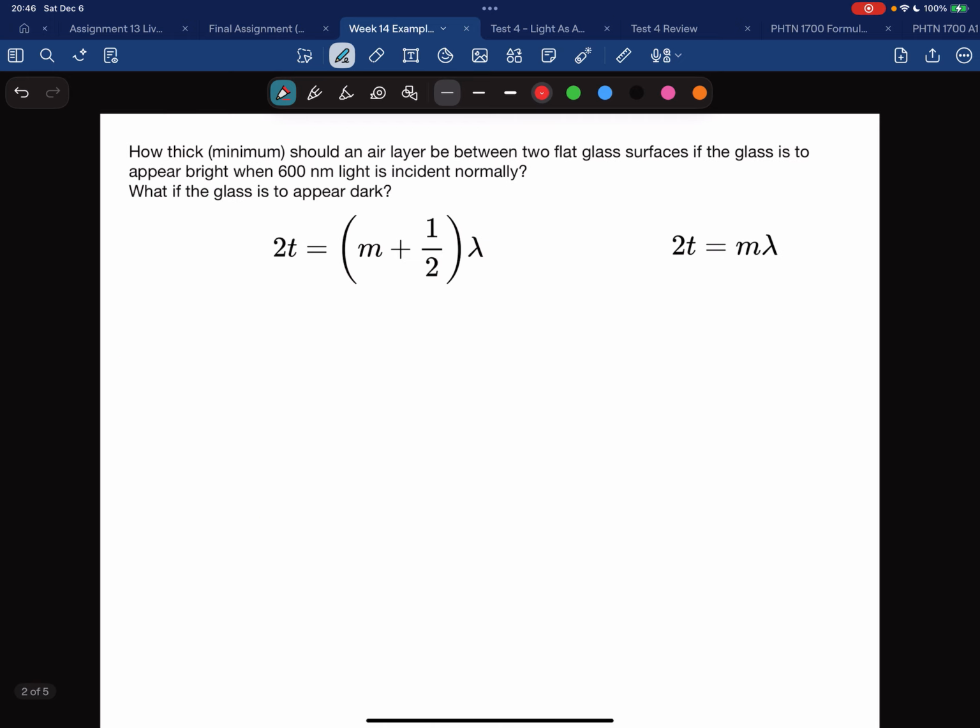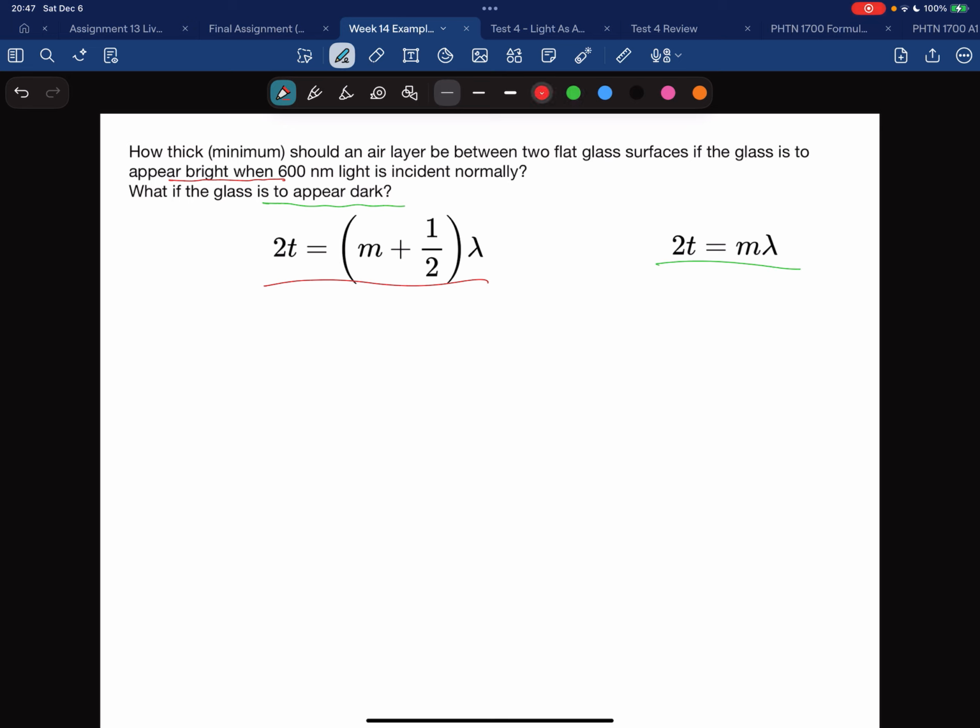For the second one, how thick minimum should an air layer be between two flat glass surfaces if the glass is to appear bright when 600 nanometer light is incident normally? And then the second half is, what if it is to appear dark? So I will do bright in red, dark in green. So for bright, we use this formula. For dark, this one.